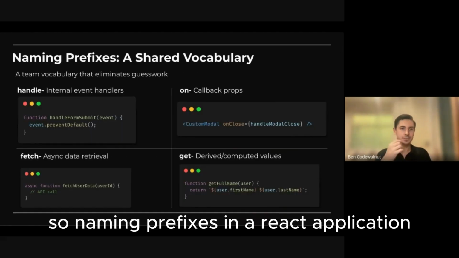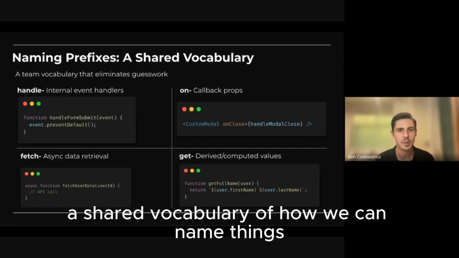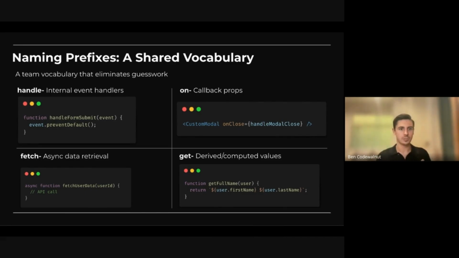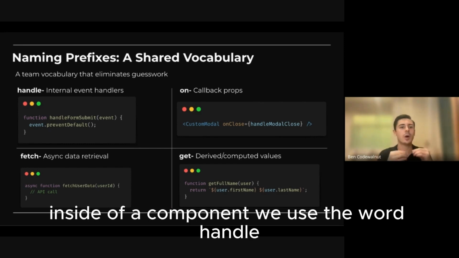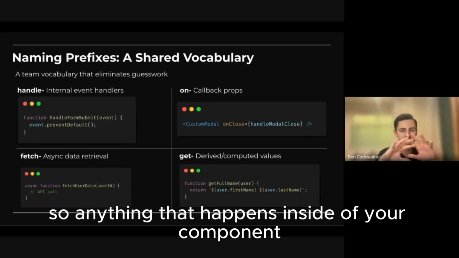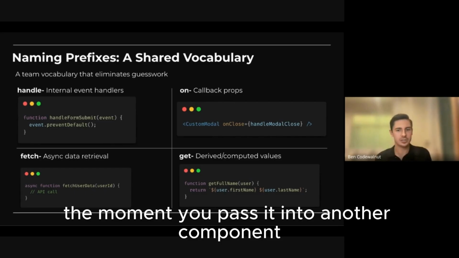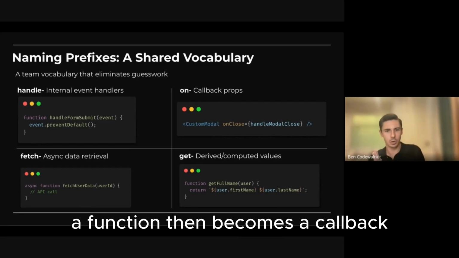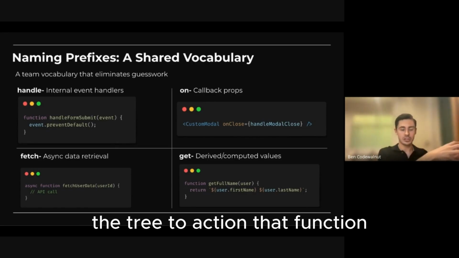So naming prefixes. In a React application, there is a shared understanding, a shared vocabulary of how we can name things. So it eliminates the guesswork even more for us. Inside of a function, inside of a component, we use the word handle to denote internal event handlers. So anything that happens inside of your component is a handle function. The moment you pass it into another component or to another function, it then becomes a callback, which you're calling back through the tree to action that function.